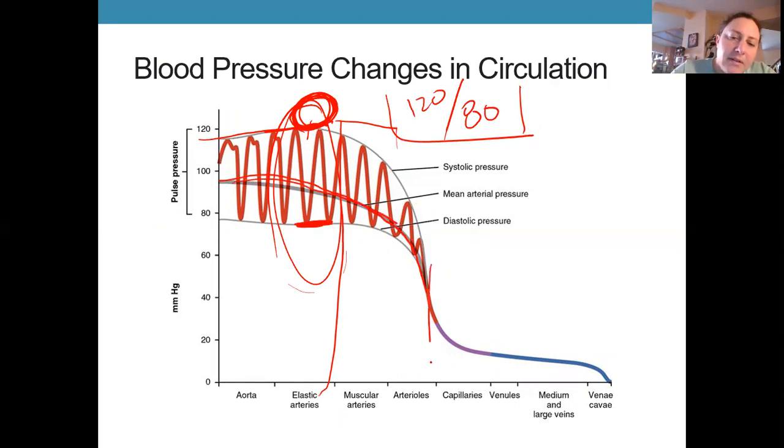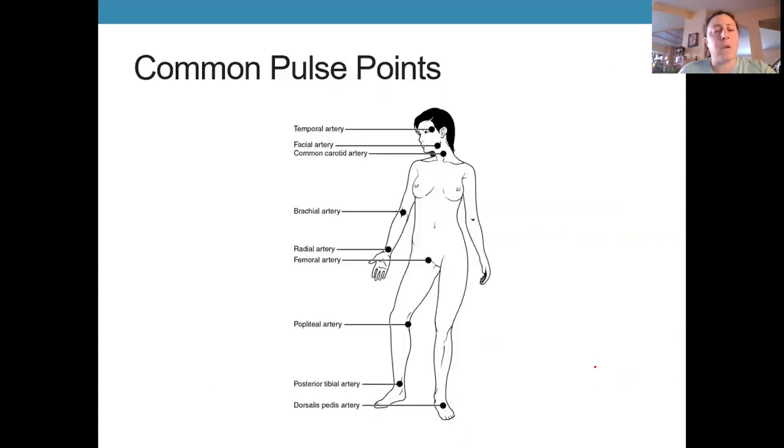At around the level of the smallest arterioles and the beginnings of the capillary beds, we lose the pulsatile nature of the pressures and it becomes a steady state. And that's because at that point, that change is no longer registering. And so now it really is just a constant pressure that continues to drop, as you can see.